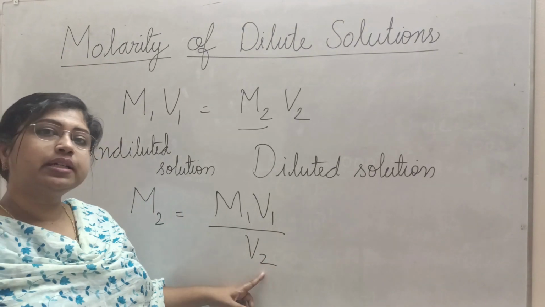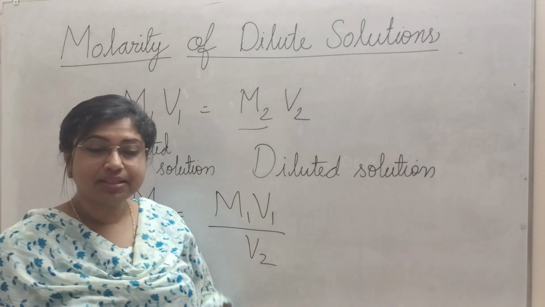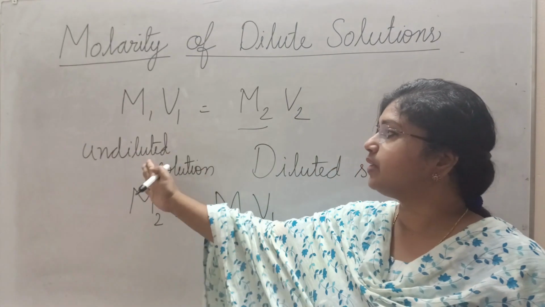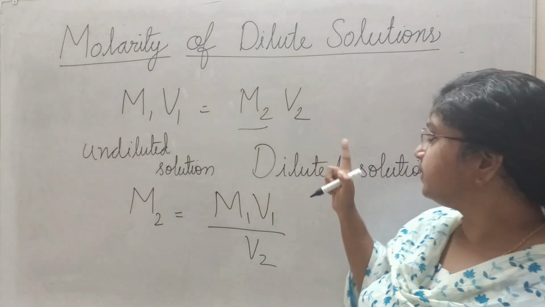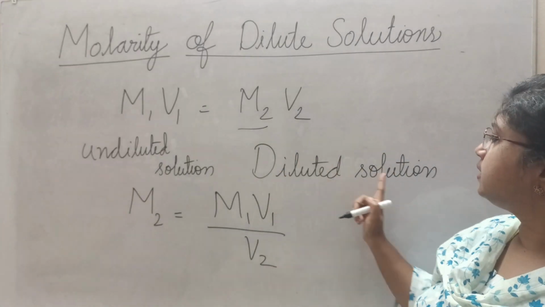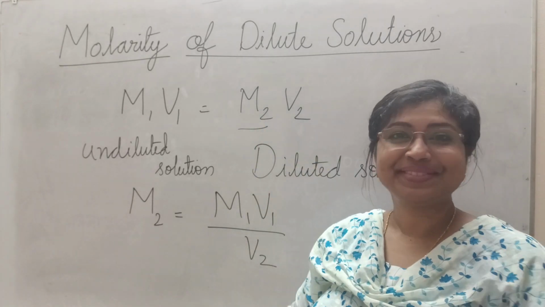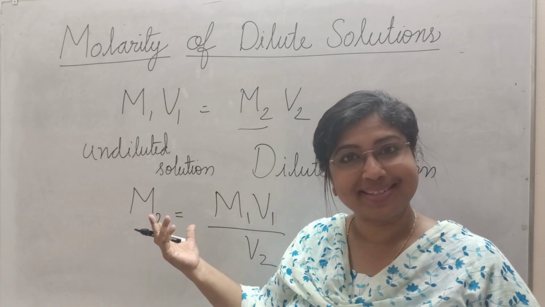Now if V2 is what you need to find, then it is M1V1 by M2. You can use this equation by rearranging it. So just remember, M1V1 is the molarity and volume of the undiluted solution, and M2V2 is the molarity and volume of the diluted solution. Okay? So you can also do a lot of problems related to it.